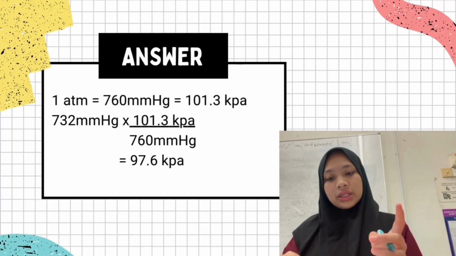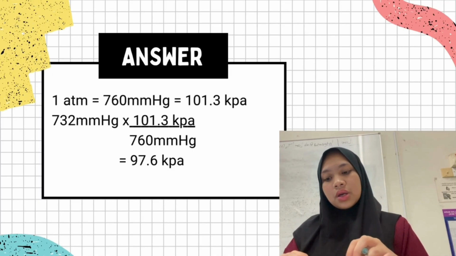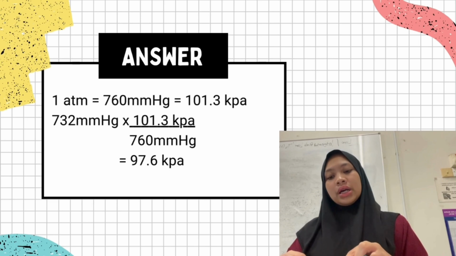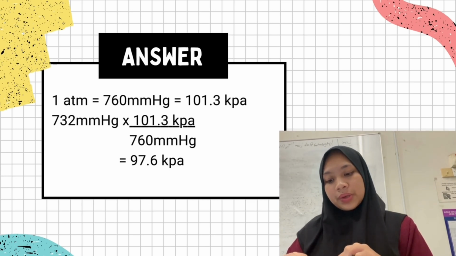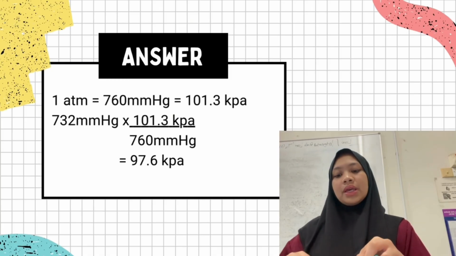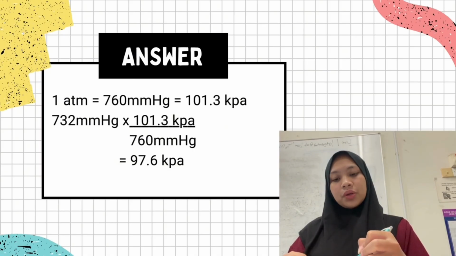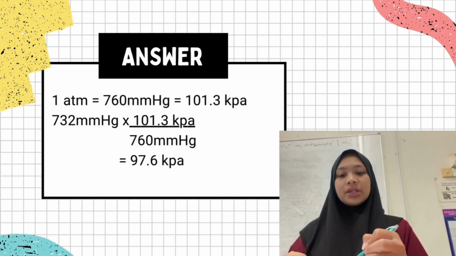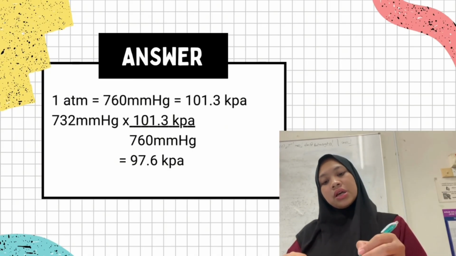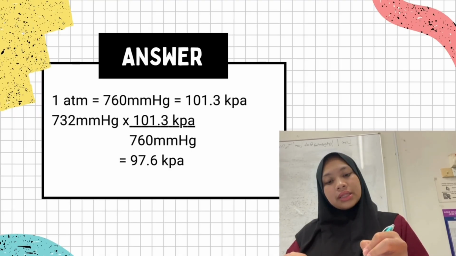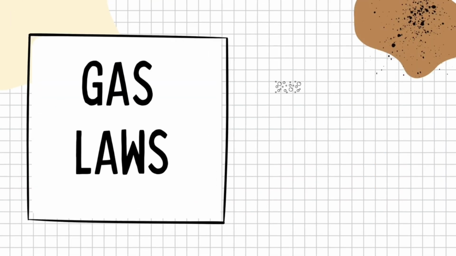So, we have to identify the conversion first, which is 1 atm equal to 760 mmHg equal to 101.3 kPa. So, we need to convert the pressure from mmHg to kPa: 732 mmHg times 101.3 kPa divided by 760 mmHg. So the answer we got is 97.9 kPa.